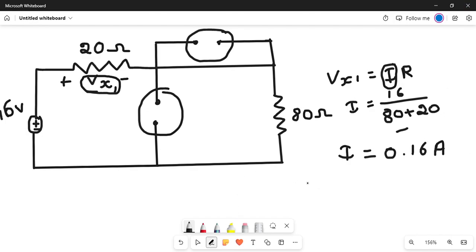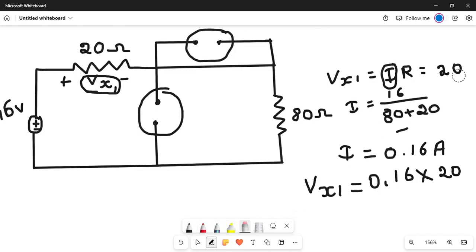So let me take my vx1 is equal to I into R. So I into R, I is what? 0.16 ampere into how much? Into R. What is my R? My R is 20, right? R is 20, or I can say it as 20 I, students, here. Because 20 I, that is vx, which is across the 20. So it will become 20 I, right? I guess you understood what I am trying to tell, right?